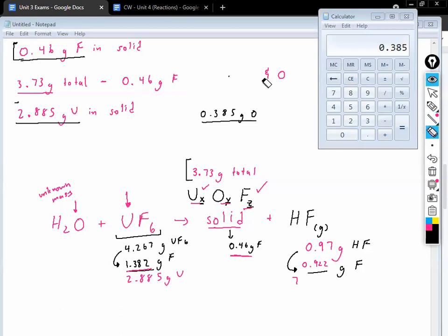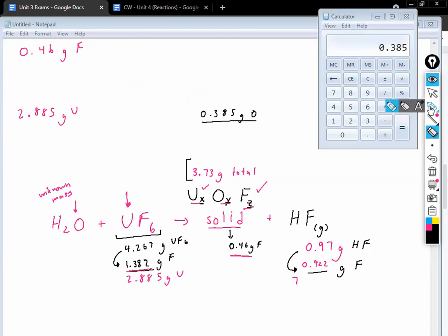But before we can do that, we have to find the percentage of these elements inside of the total product, the total solid. So what we can do, I'm going to write this right here, 0.385 grams of oxygen. We can just find the percentage of these. So fluorine, there's 0.46 grams of fluorine.